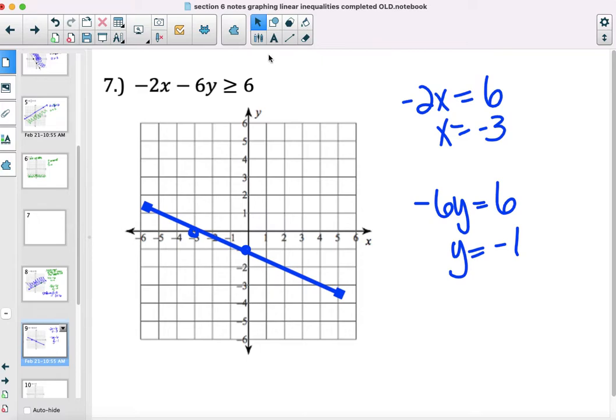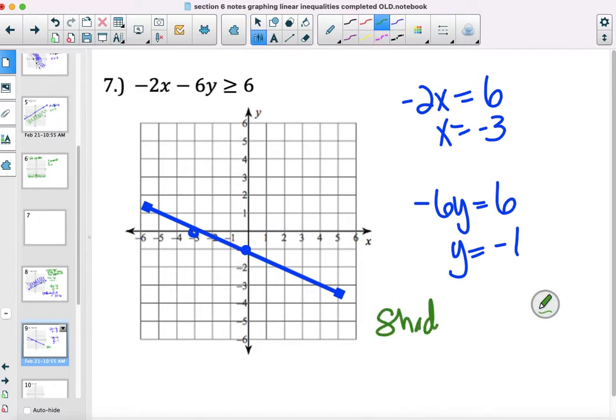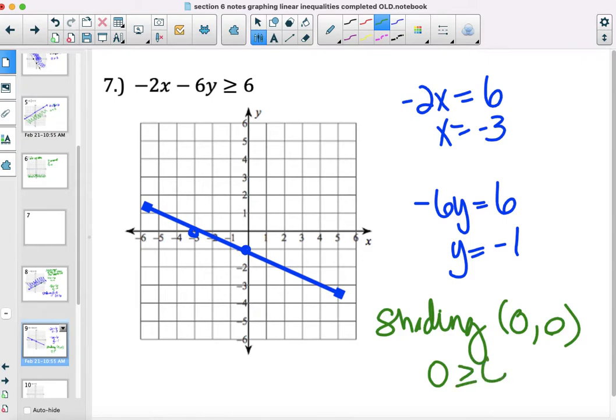Grabbed my graph on accident. For shading, okay, again, I'm going to plug in 0 and 0. And when I do that, negative 2 times 0 minus 6 times 0, this whole side turns into 0. So now I'm comparing 0. Is it greater than or equal to 6? And 0 is not. So this time, 0, 0 is false. And so we shade the other side.